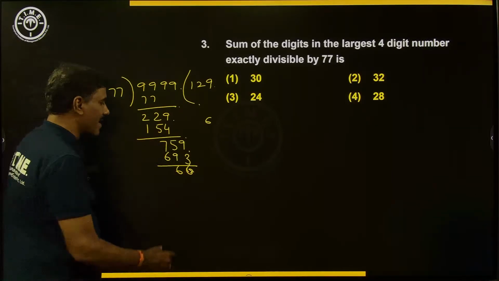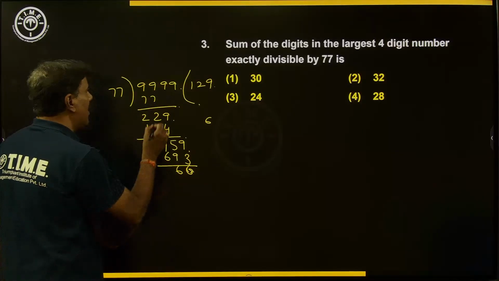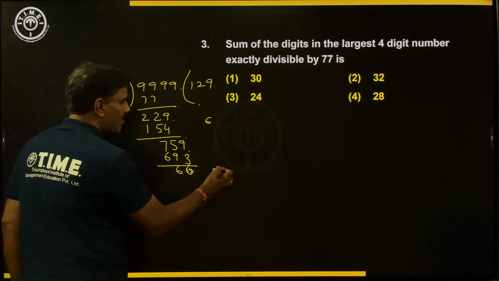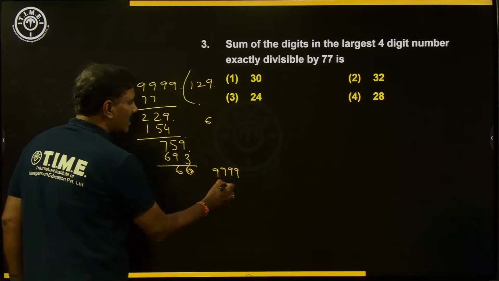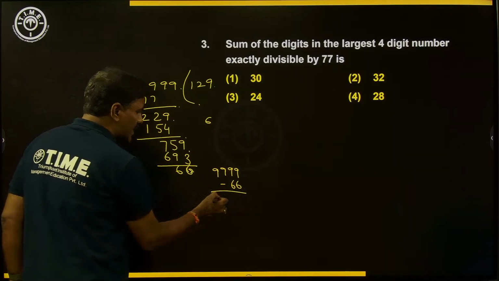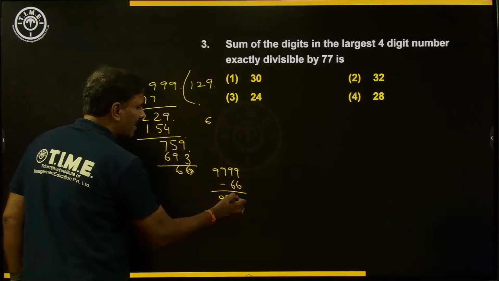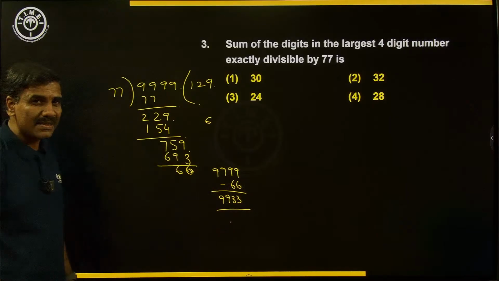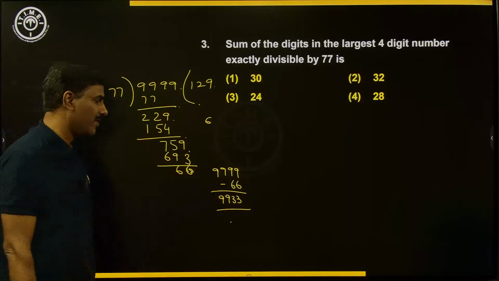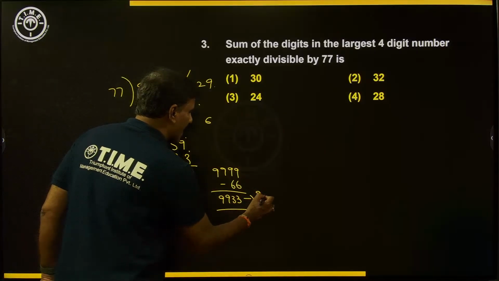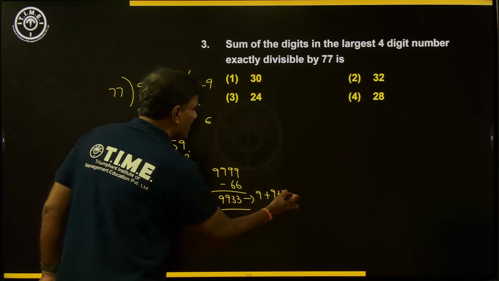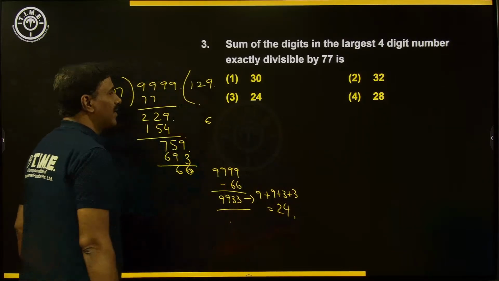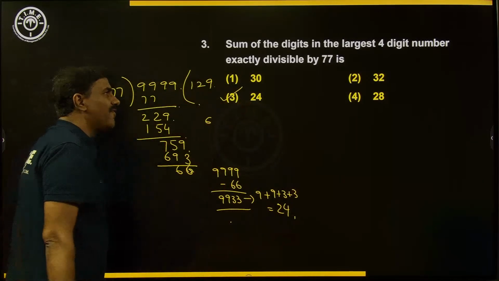So now what we understand, 9,999 if we divide by 77, there is a remainder of 66. So in other words, what we can say, 9,999 minus 66, 9,933 is divisible by 77. What we need is the sum of the digits in that particular number. So 9 plus 9, 18, 3 plus 3, 6. So 18 plus 6, it will be 24 is the sum of the digits. This is the actual way of getting the answer.